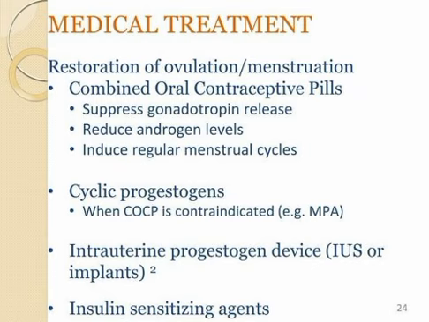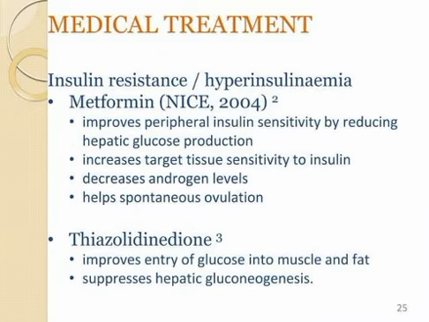Next will be the intrauterine progesterone devices, that is IUS, or implants. And the next will be the insulin sensitizing agents, which also play a major role in the medical treatment for PCOS. And the next will be insulin resistance and hyperinsulinemia. To treat this high insulin resistance and hyperinsulinemia, we first have to take metformin.